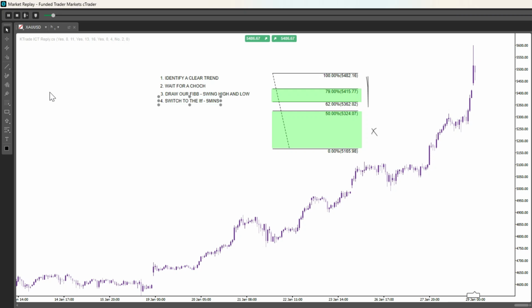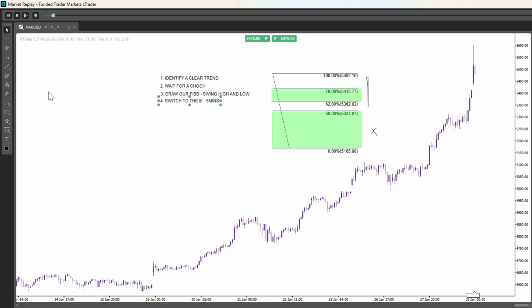Now when a change of character happens, we don't enter straight away. Although some people do enter straight away when a change of character happens on the lower time frame. But personally, after a change of character has happened, I look for a break of structure, which solidifies or confirms the change in the direction or trend fully before I enter my trade, guys.